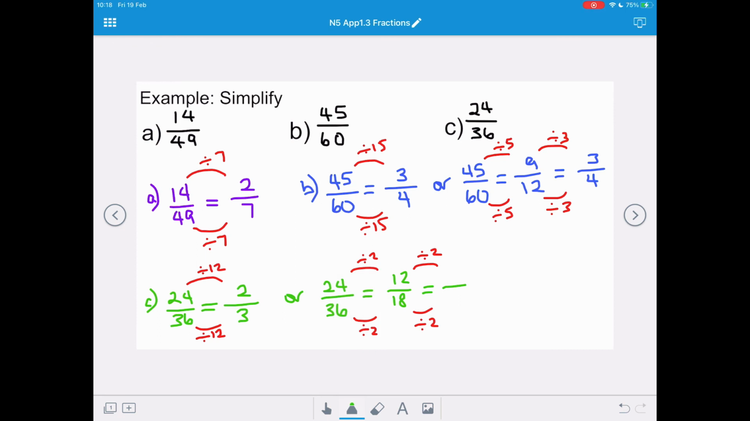Now we no longer have even numbers, but we do have numbers that are on our 3 times table, so we can divide the top and the bottom by 3, and we get to the same end point of 2/3 as our simplified fraction for 24 over 36.